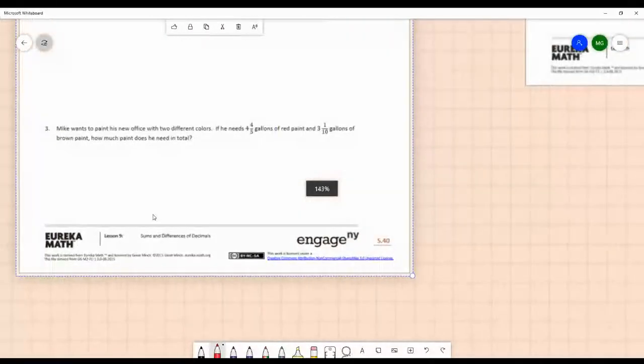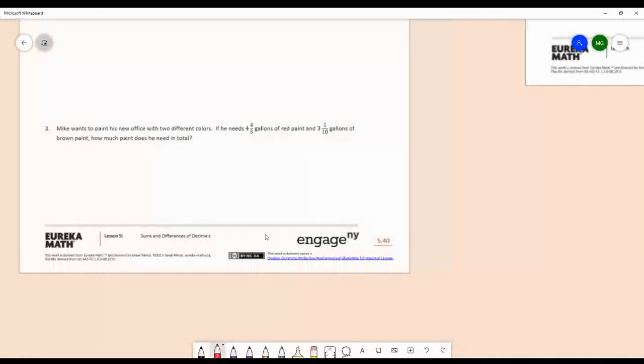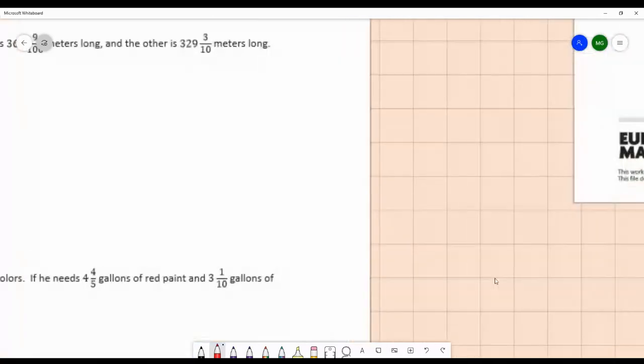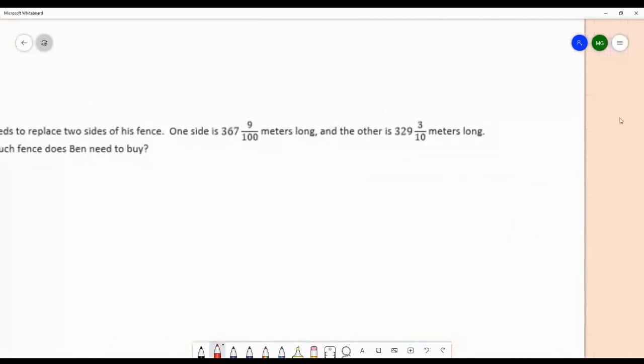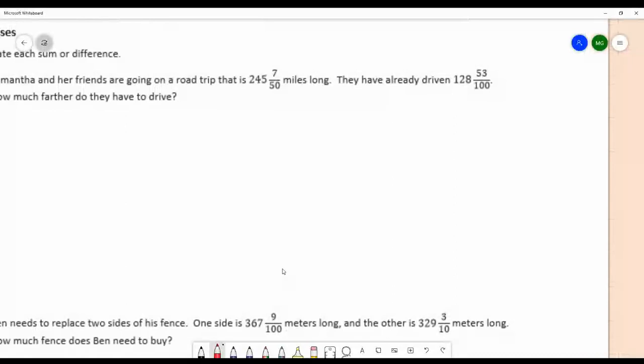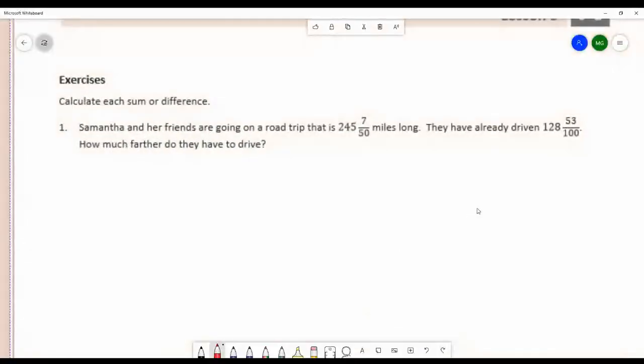All right. Let's look at page 96. On 96, we're looking at exercise 1. And it says, Samantha and her friends are going on a road trip that is 245 7/50 miles long. They've already driven 128 53/100. How much farther do they have to drive?